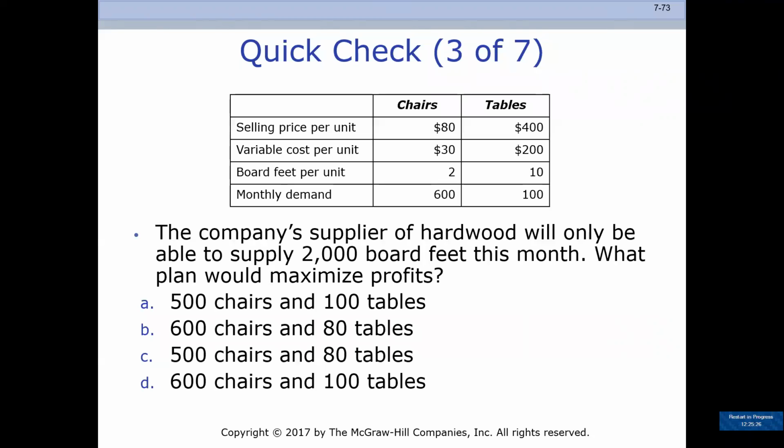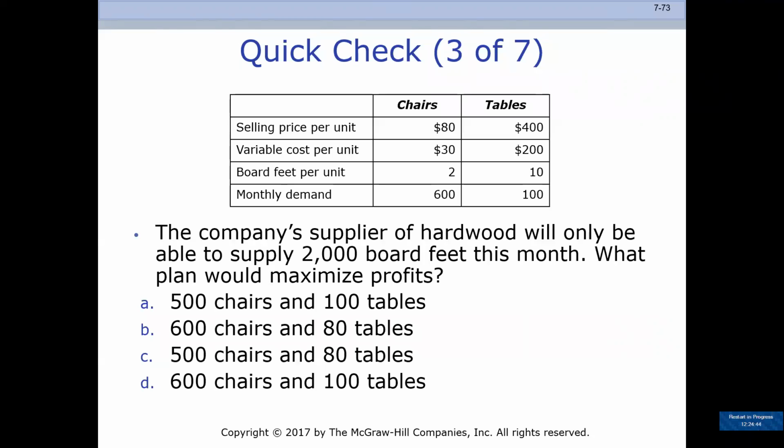You can choose one and you get a 25% chance of getting it right. Or how would you go about solving this one? How do you determine the contribution margin per board foot for each of these? Divided by the number of board feet. Selling price is 80, variable cost is 30, so that's $50. Divided by 2, so that'd be 25 for chairs. 400 minus 200 is 200. Divided by 10 is 20. So chairs are 25 and tables are 20. So we should make chairs first.